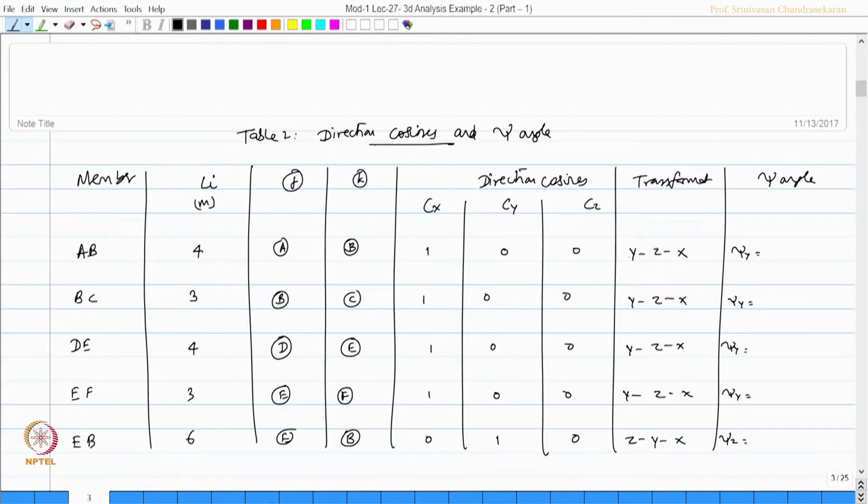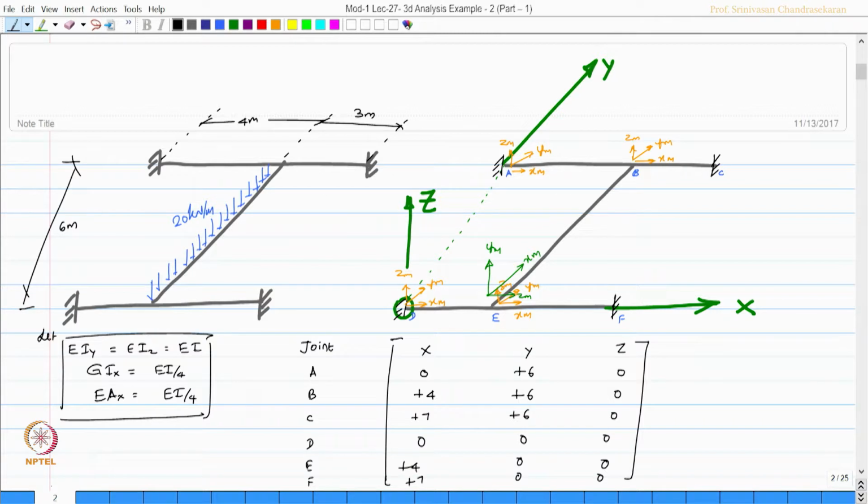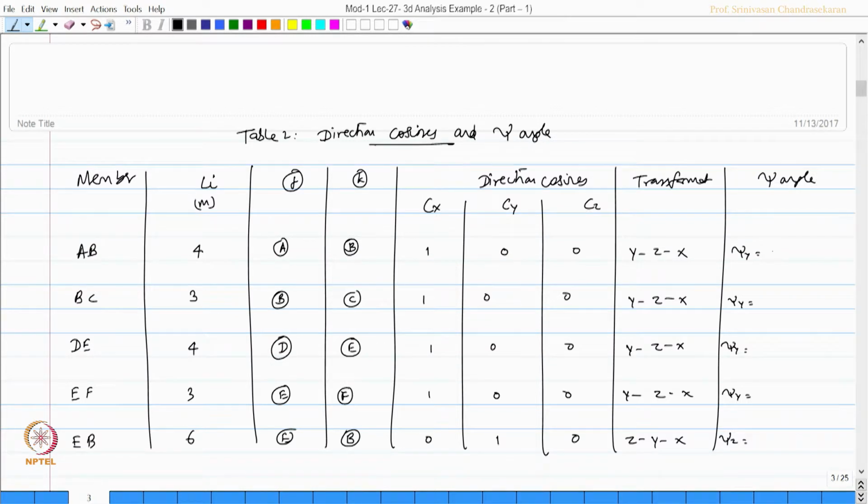It is actually ym with y. Let us say what is ym with y? It is 0 degree because ym and y are aligned. Therefore, this is going to be 0 for all these 4 members. In this case, it is yz with y, let us say.